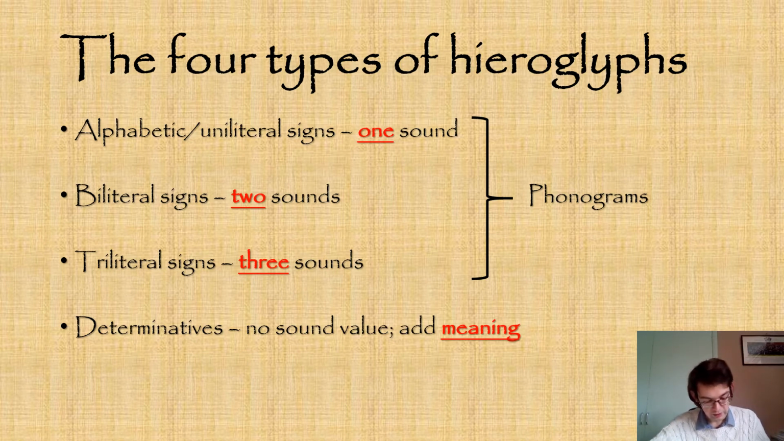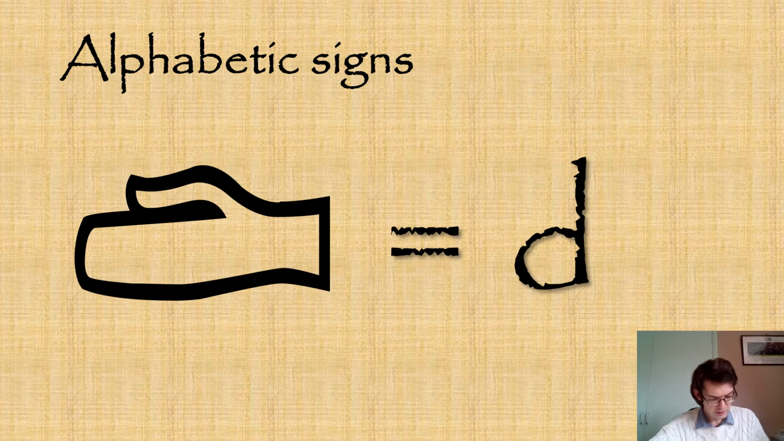The uniliterals, biliterals and triliterals are all phonograms. This means they convey certain sounds. Determinatives, meanwhile, don't convey a particular sound, but rather a particular meaning, helping us to interpret phonograms. More on that later. First, let's look at the uniliteral or alphabetic signs, as they're the fundamental building blocks of the hieroglyphic script and are always the first thing you learn.